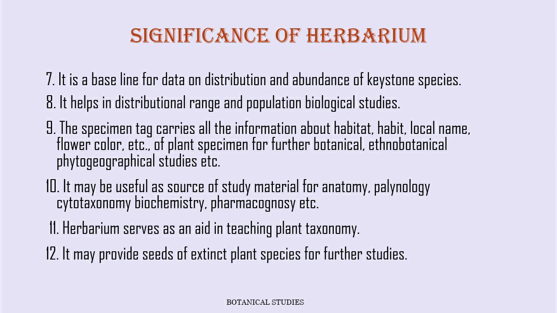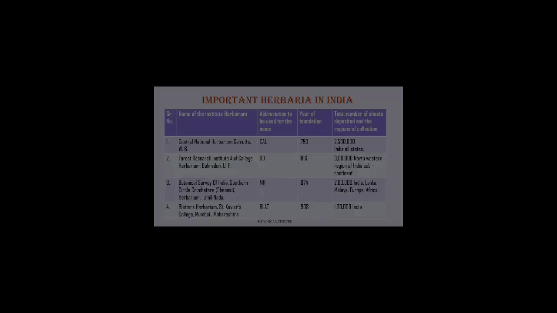The specimen tag carries all the information about habitat, habit, local name, flower color, etc. of the plant specimen for further botanical, ethnobotanical, phytogeographical studies, etc. It may be useful as a source of study material for anatomy, palynology, cytotaxonomy, biochemistry, pharmacognosy, etc. Herbarium serves as an aid in teaching plant taxonomy. It may provide seeds of extinct plant species for further studies.